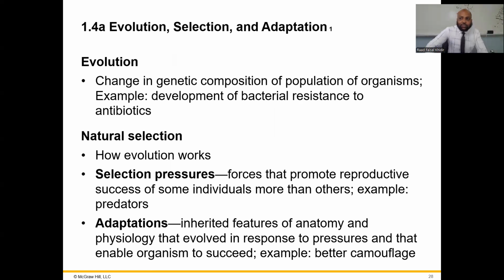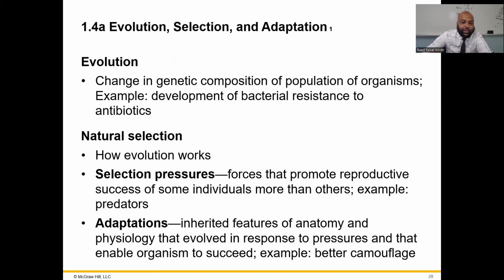Natural selection explains how evolution works and is a selection pressure. These are forces that promote reproductive success of some individuals over others. So the stronger the predator, the more it will survive. The faster the deer can run, the more it will survive. If it gets older and weaker, they will eat it.